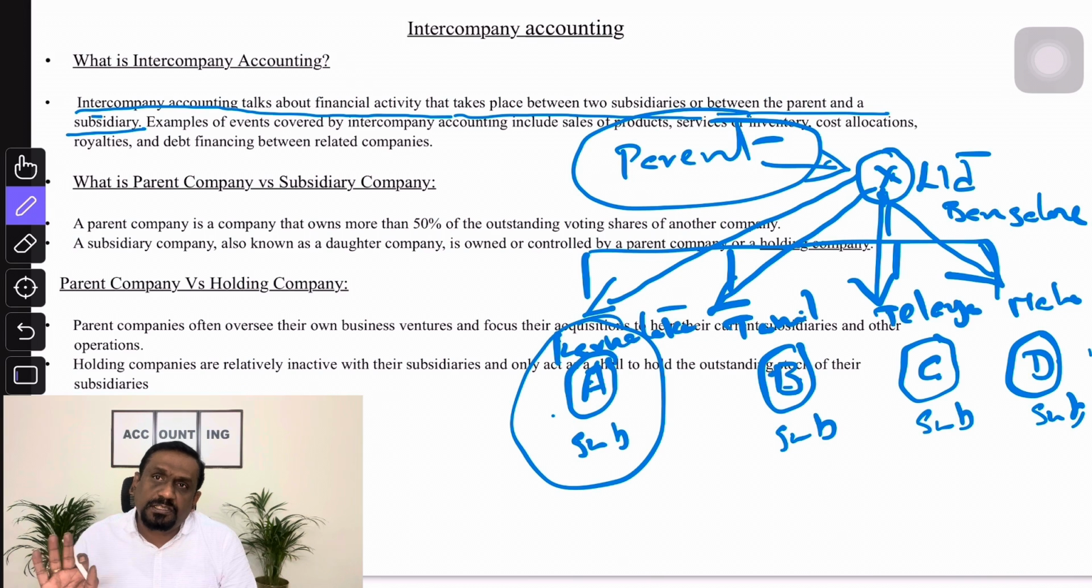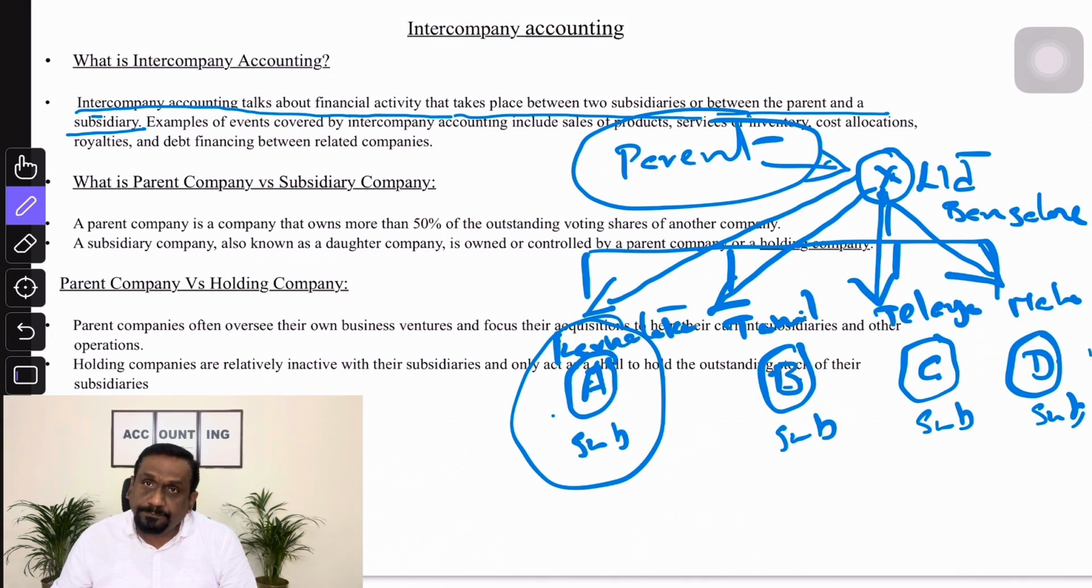We will talk about all those things later. I just wanted to let you know what transactions happen between these companies. X can finance these entities. X can give loans to these companies. Subsidiaries can give loans to parent companies. Anything can happen. So whatever financial activities happen between parent company and subsidiaries or within subsidiaries will be called intercompany activities, and when we start accounting them, we call it intercompany accounting.